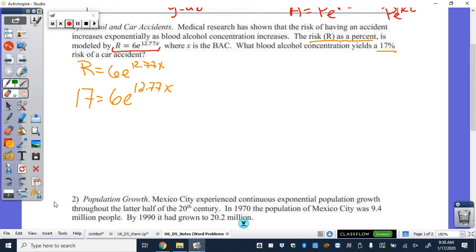So now we are solving an exponential equation like we were doing last class. So we want to get e by itself. So first thing I'm going to do there is divide by my 6 to try to get e on its own. So I have 17 over 6, and again, I'm going to leave it as 17 over 6 for now, equals e to the 12.77x. So now what do we do to get the exponent down?